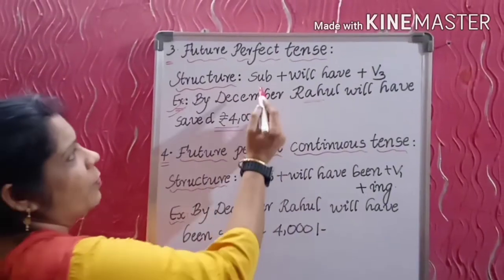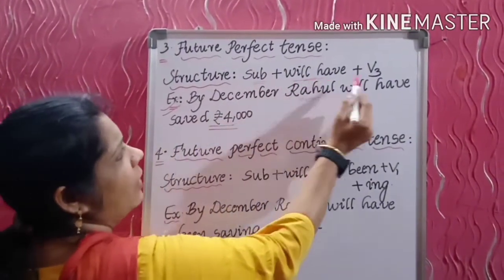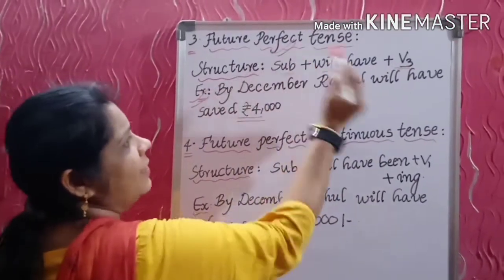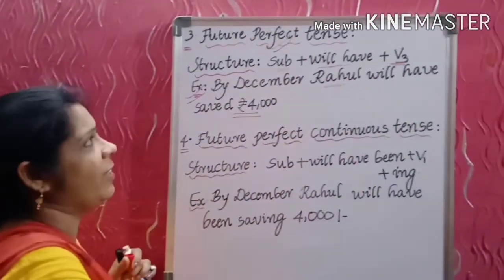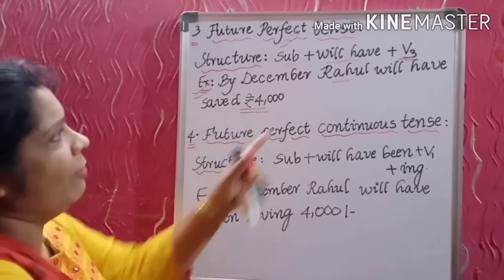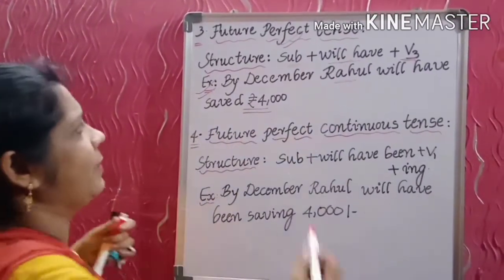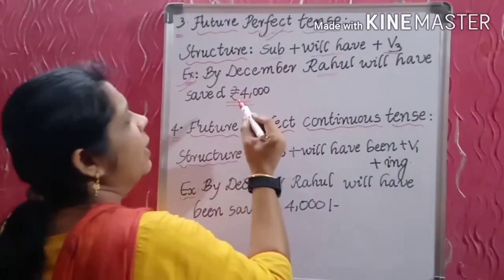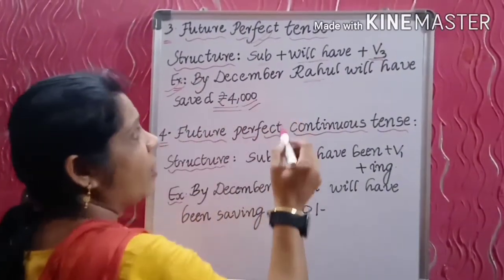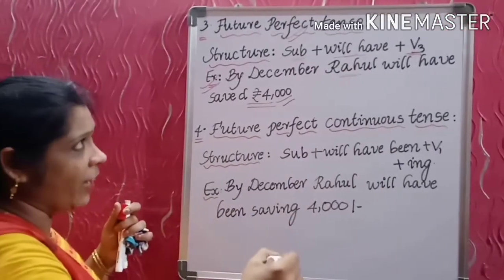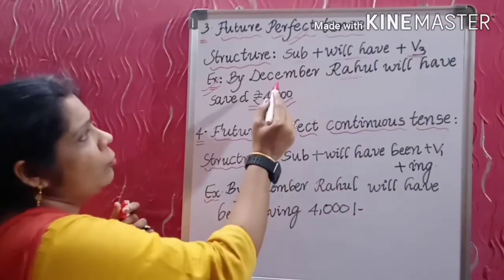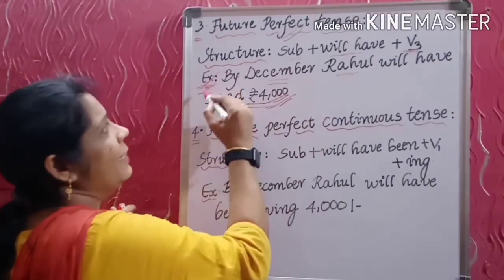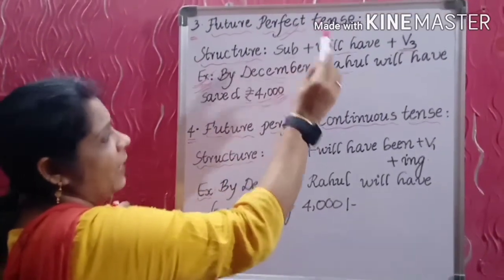Let's just structure it now. Subject will have plus V3. As I already told you, always in perfect tenses, the verb will always be in V3 form. So, with the situation, the example will be like this: By December, Rahul will have saved rupees 4,000. So, from now itself he is saving. In the future, by so many months of time, he will save so much money. So, this is what is expressed in the future perfect tense.